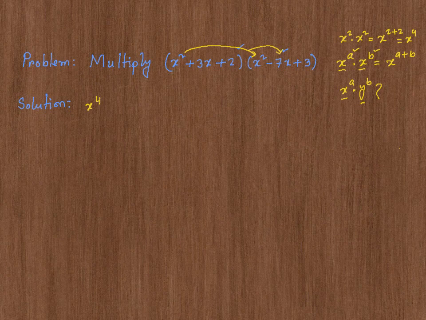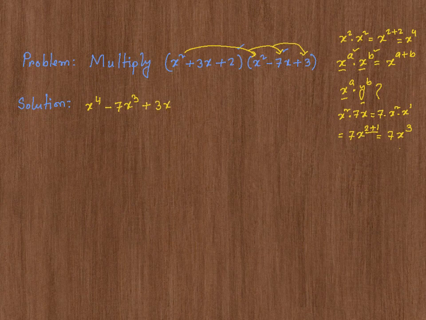Then x squared times negative 7x is going to be negative 7 times x squared times x, which is going to be negative 7 times x. x is the same as x to the power 1. So negative 7 times x to the power 2 plus 1, which is negative 7 times x cubed, because 2 plus 1 is 3. So there's going to be negative 7x cubed, because x squared is positive and 7x is negative, so positive times negative is a negative number. Now let's do the same thing. Positive x squared times 3 is going to be just 3x squared.